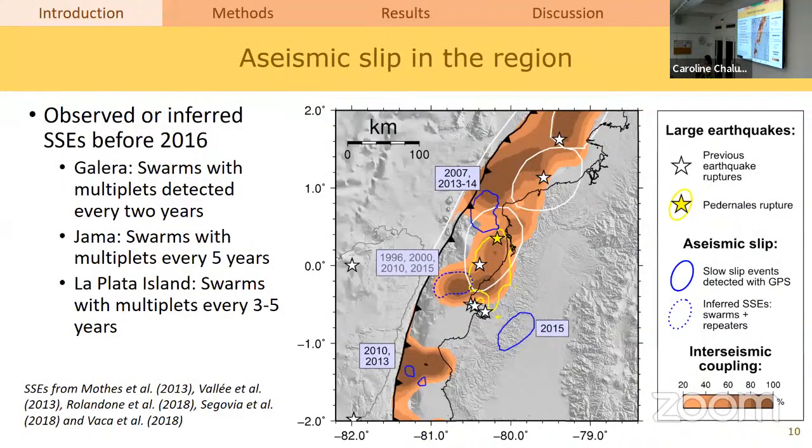Now, in addition to having a lot of large historical earthquakes, we now have a growing body of observations of slow slip in the region, notably slow slip that happens primarily up dip of the seismogenic zone, although there is some down dip slow slip as well.